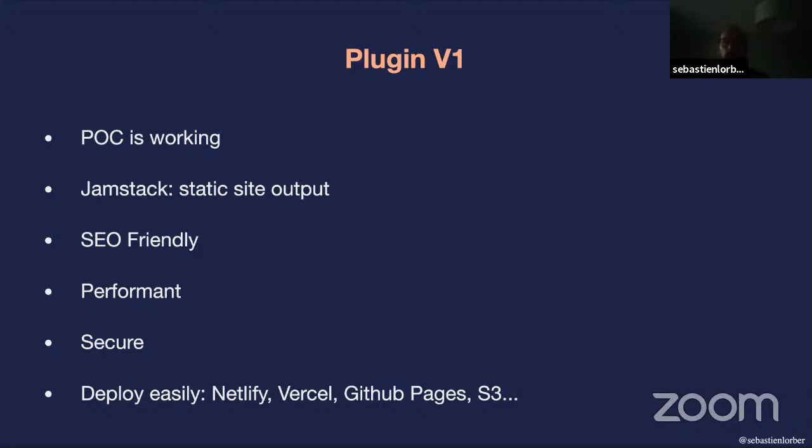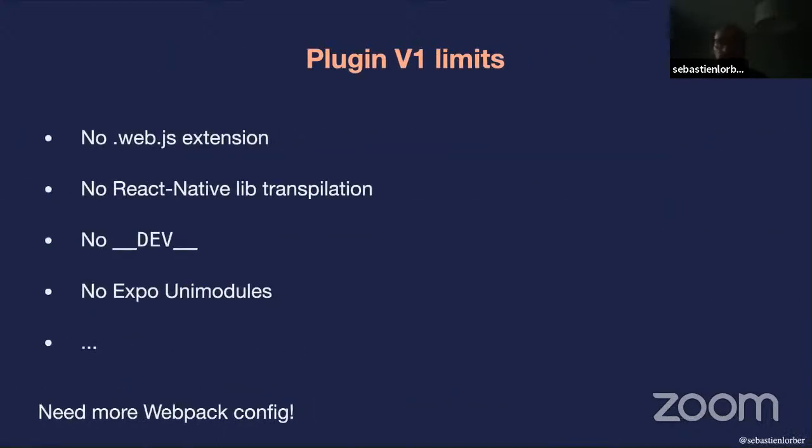But there were some limits. For example, there is no .web.js extension, so you can't easily add web-specific components. Although in this example there are no libraries, there is something particular in the React Native ecosystem: all the libraries are published untranspiled. So if you want to use them on the web, you have to transpile them directly in your app because it's not done for you automatically.